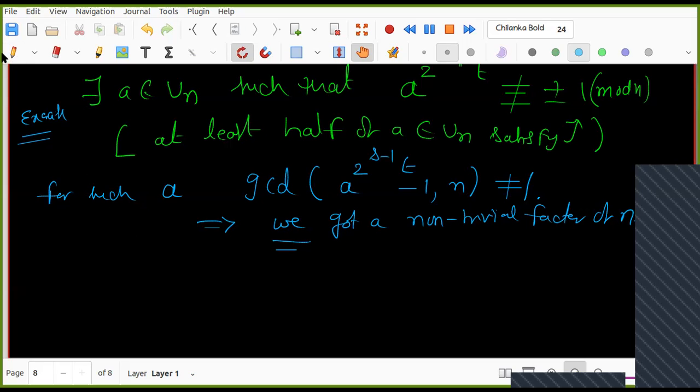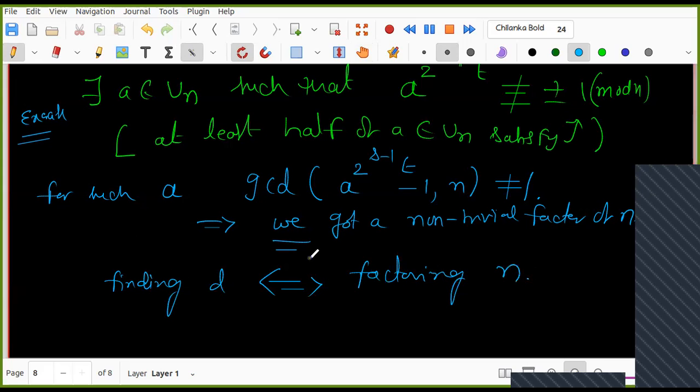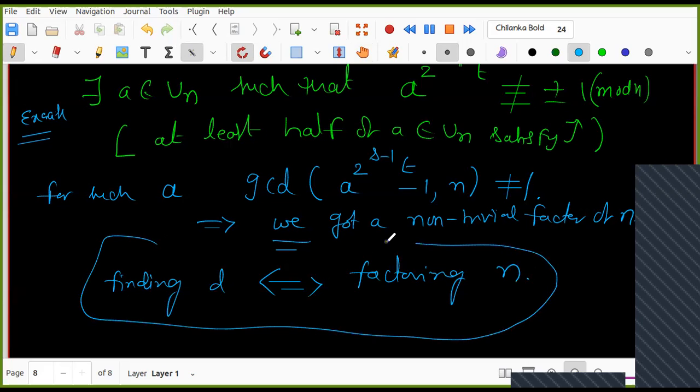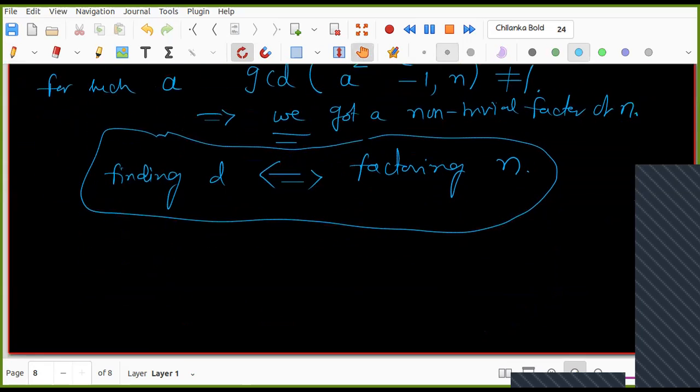So this establishes the following: finding d is equivalent to factoring n. These two are equivalent. Once I know the factoring, I know p and q, then I know d, obviously. If I know d, I proved how to factor n also. But factoring n is a difficult problem, so finding d is also a difficult problem. That's why this system is difficult.